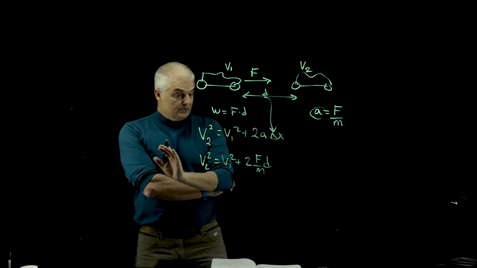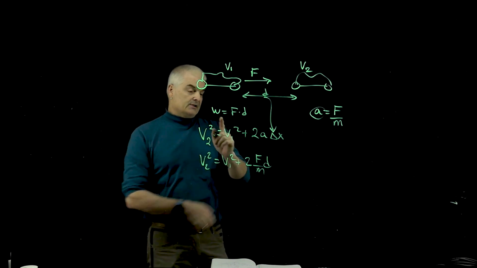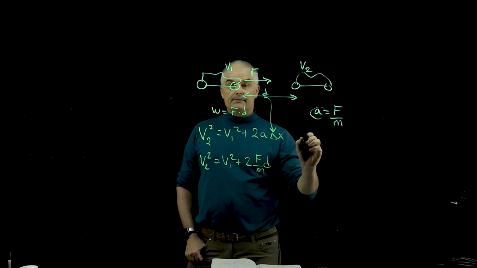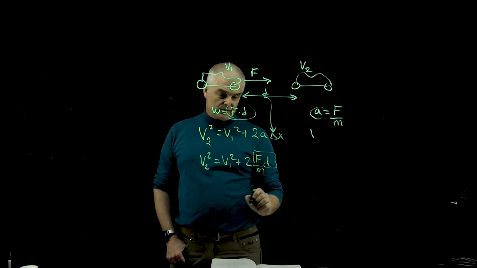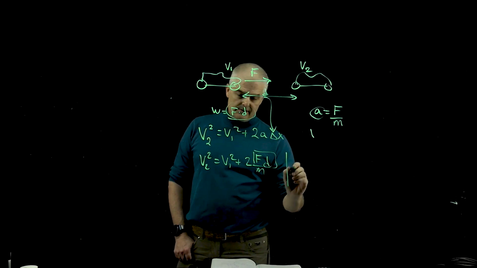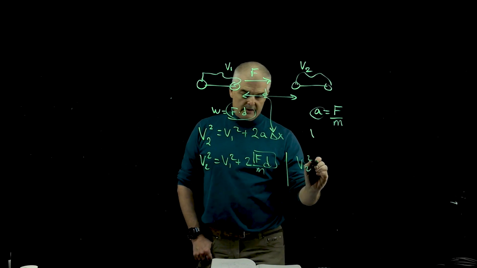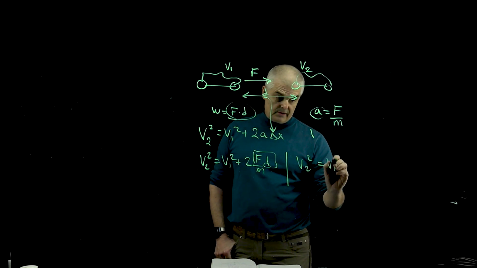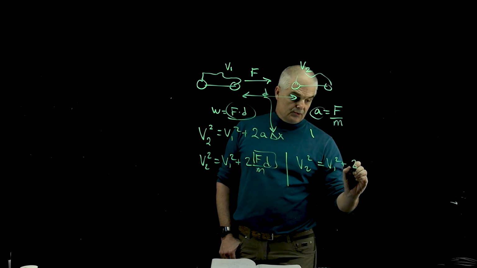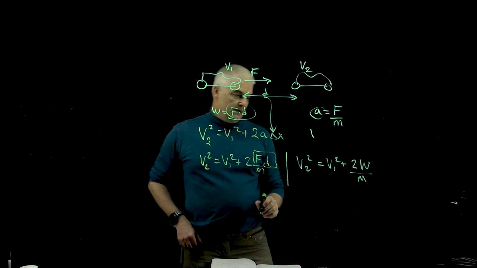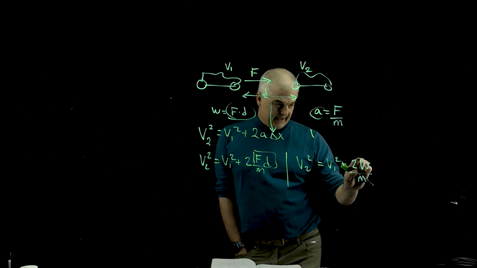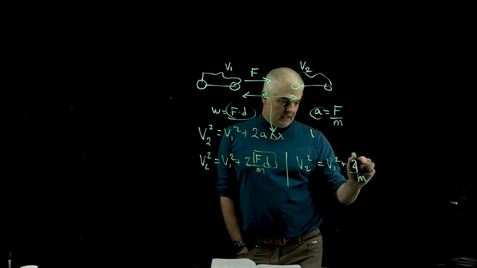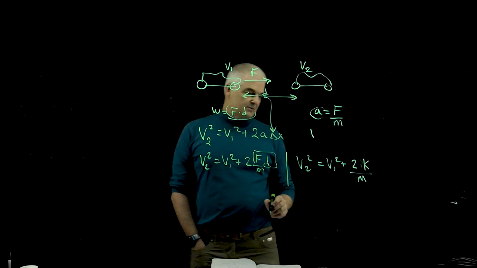Work is force times distance, and there we have force times distance. So we could rewrite this equation: V2 squared equals V1 squared plus 2 times W over M. And because this is the energy of the motion, what we could actually do is not put a W there, we could do a K. This is the energy of something in motion.